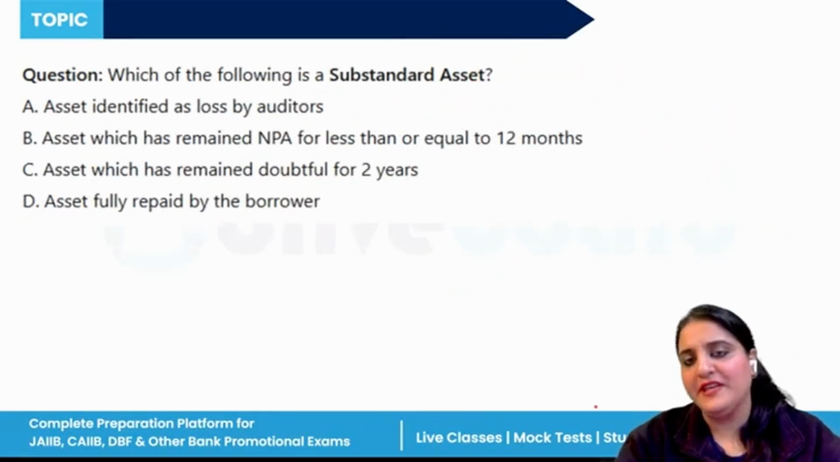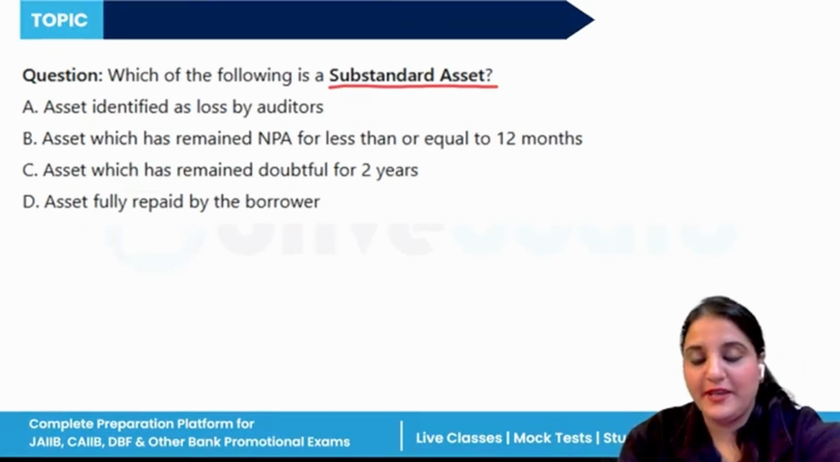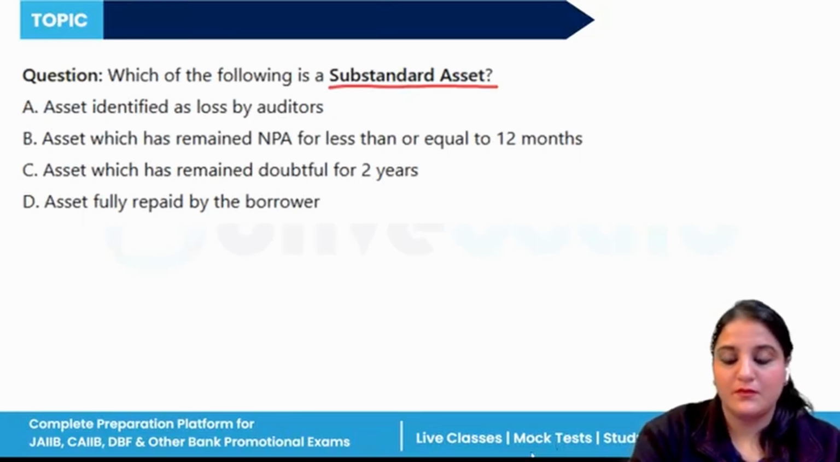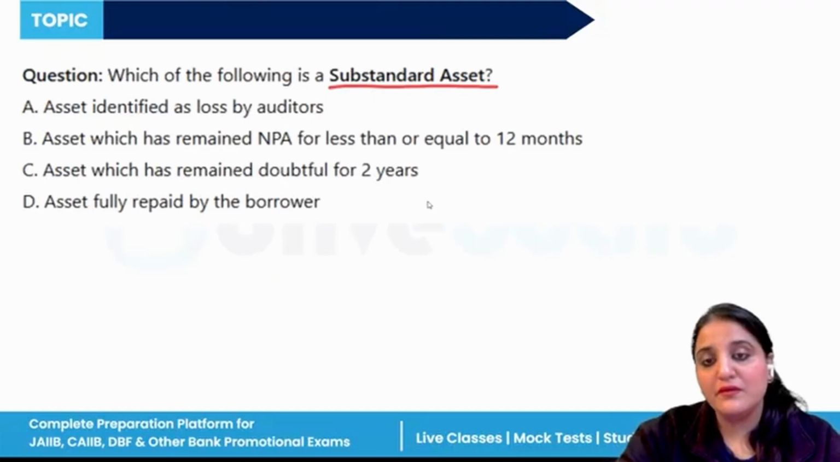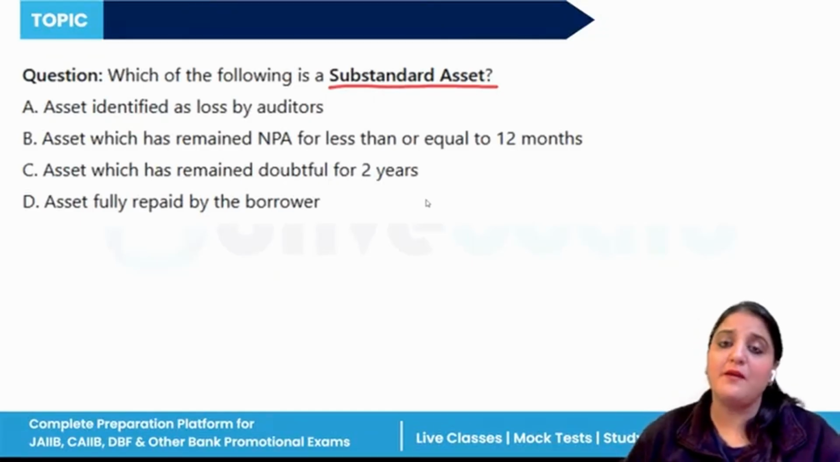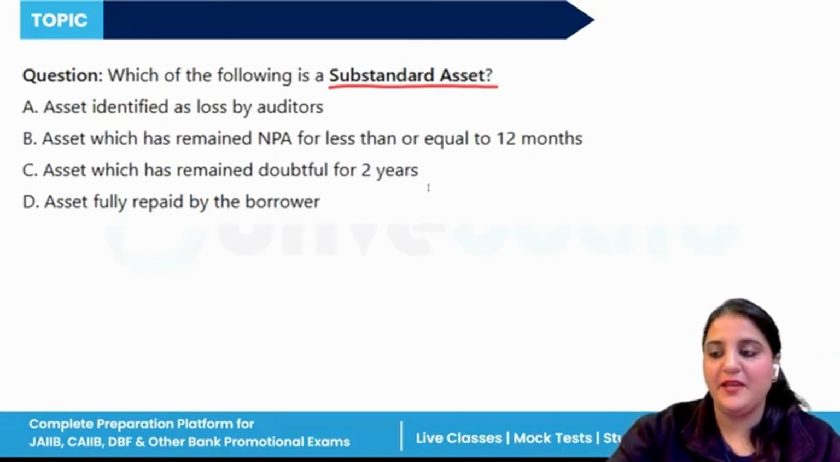Now, which of the following is a substandard asset? Again, we are learning here that substandard means we are talking about the categories of the NPA, right? Because we have the categories of the NPA.